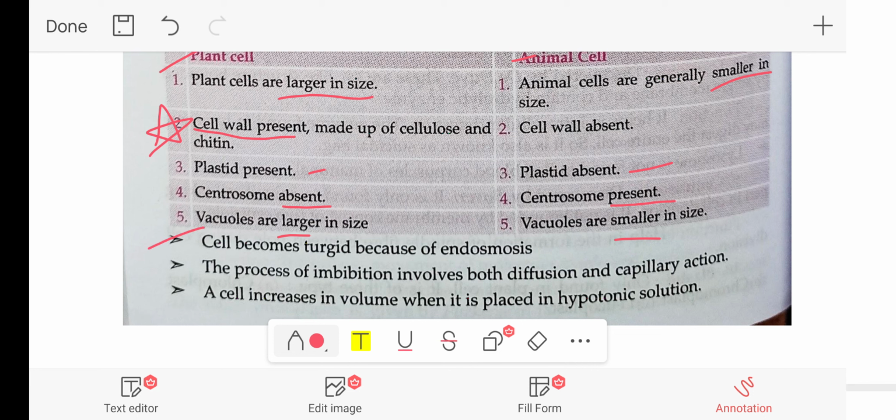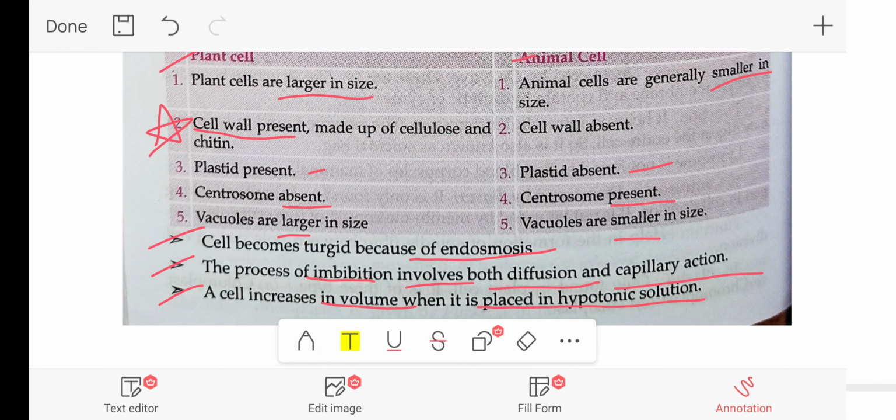Cell becomes turgid because of endosmosis. The process of imbibition involves both diffusion and capillary action. A cell increases in volume when it is placed in a hypotonic solution.